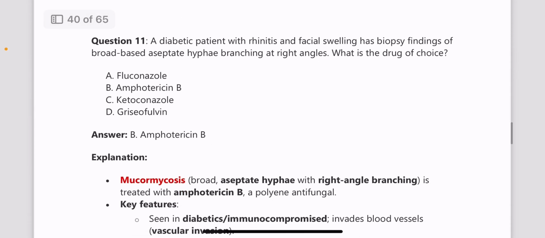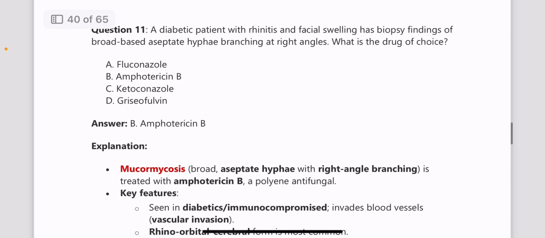Next question, a diabetic patient with rhinitis and facial swelling has biopsy findings of broad-based aseptate hyphae branching at right angles. Drug of choice, amphotericin B. So mucormycosis is the one which is being mentioned here by the terms like broad aseptate hyphae and right angle branching. All these are features of mucor.